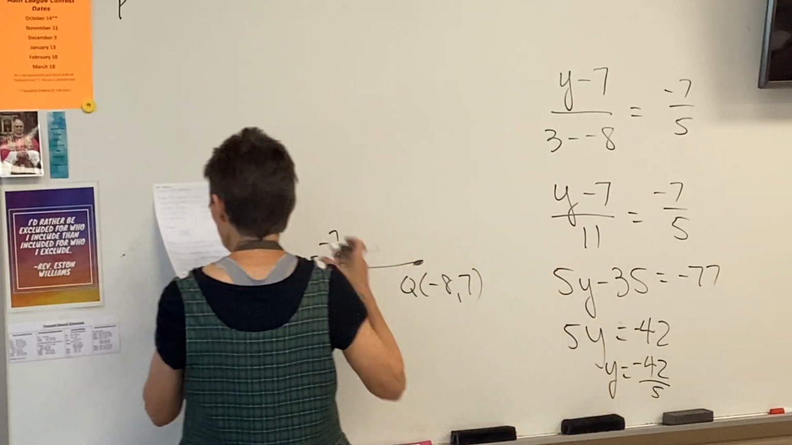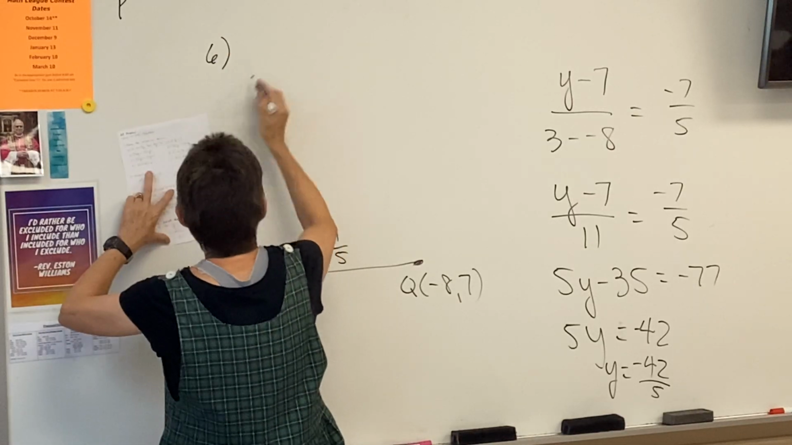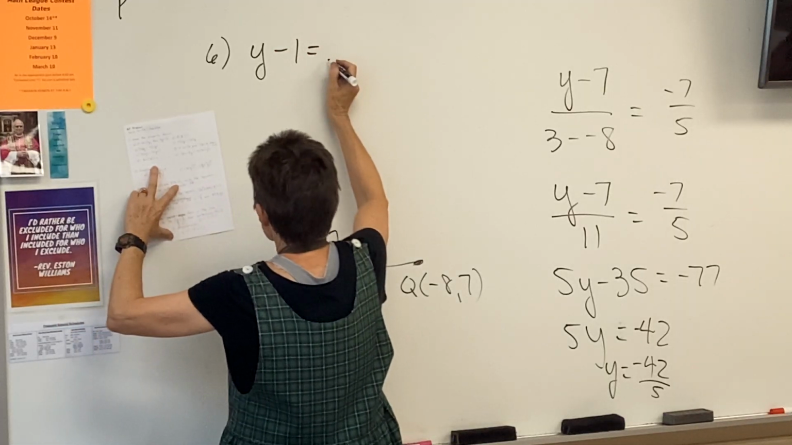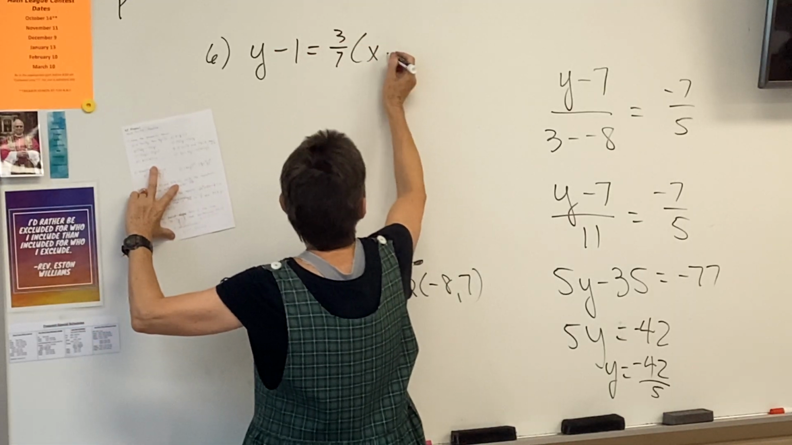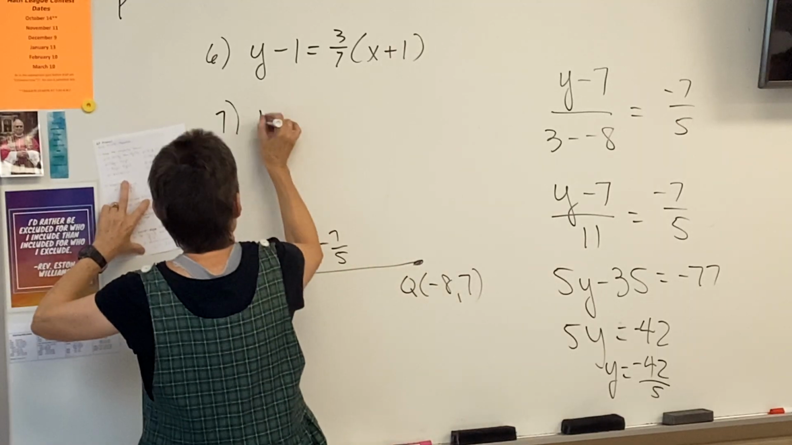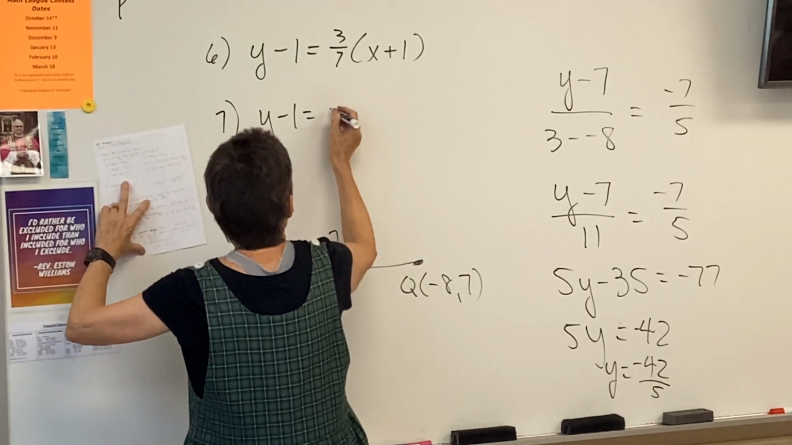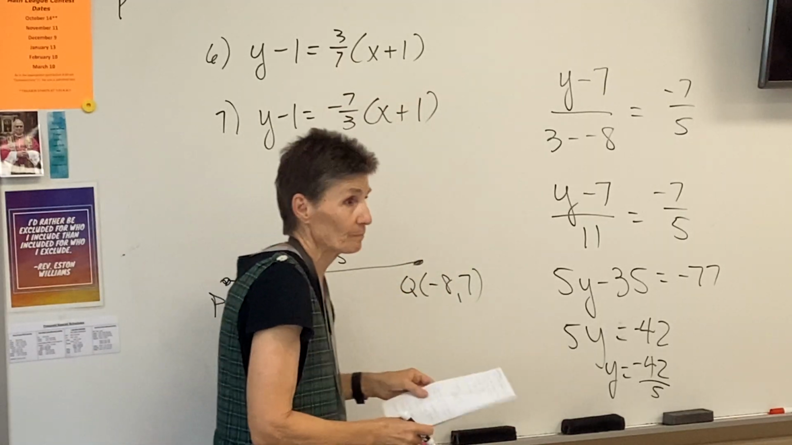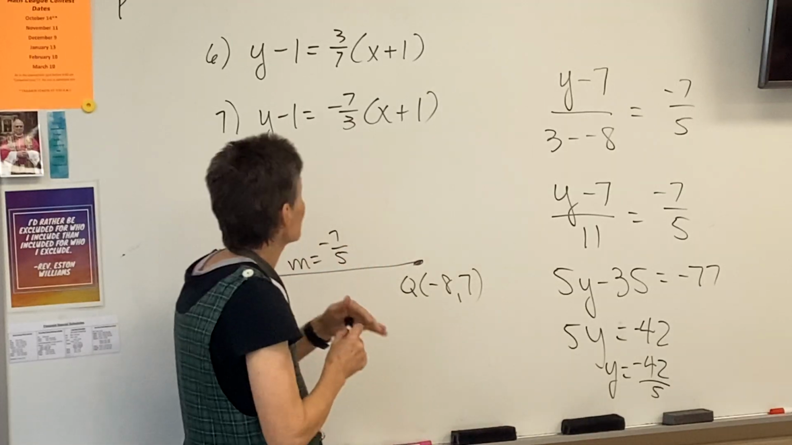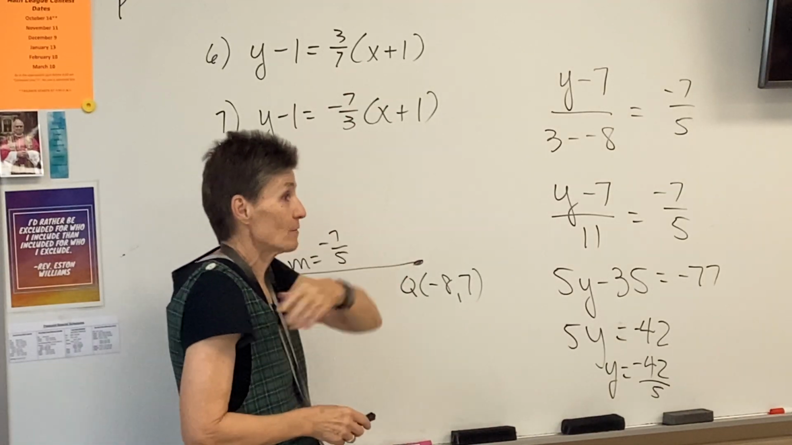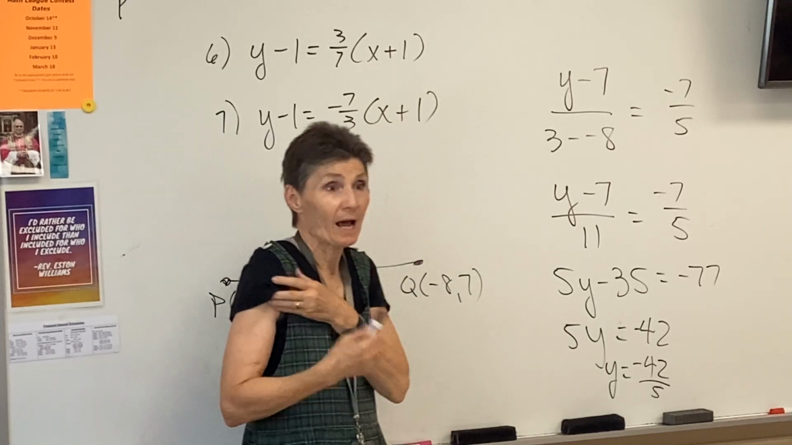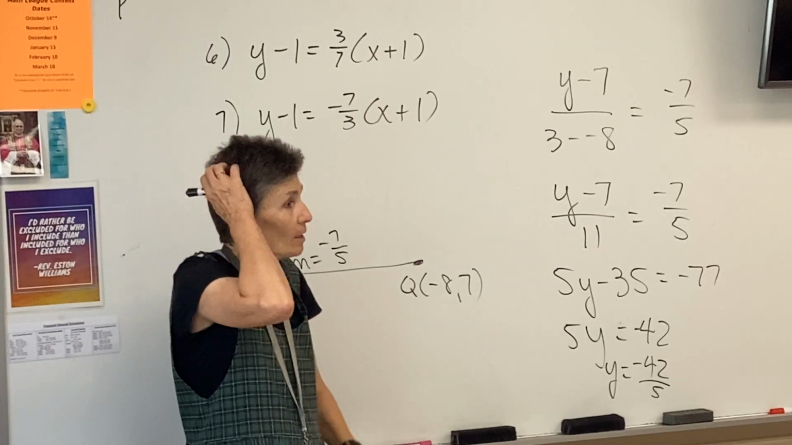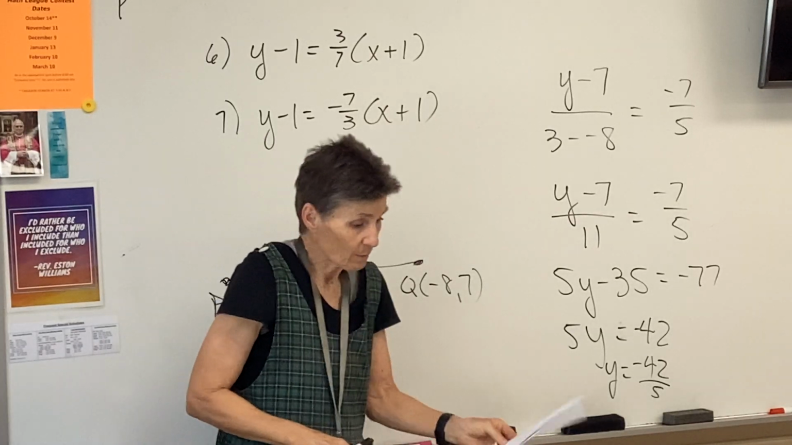All right, what'd you guys come up with for number 6? What equation did you come up with? y minus 1 equals 3/7 x plus 1. And then for 7, y minus 1 equals negative 7/3 x plus 1. How does that look, everybody? Is that right? How did we get the 3/7? We took the equation they gave us and got y by itself. Then I knew the coefficient on x was my slope. All right, we good with that?